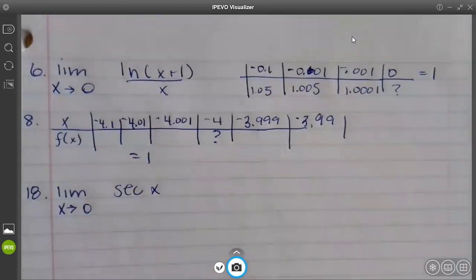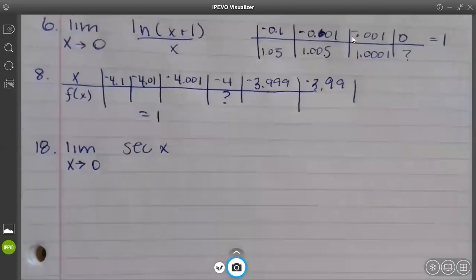All right. So the limit as x approaches 0 of secant x, what is secant? You guys have that in the front of your book if you need to look.